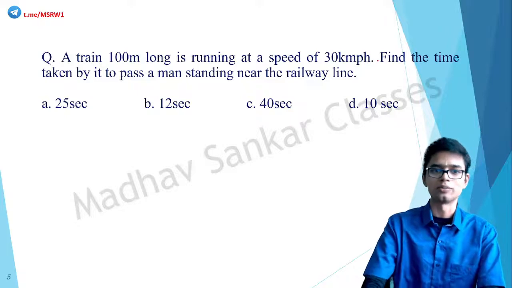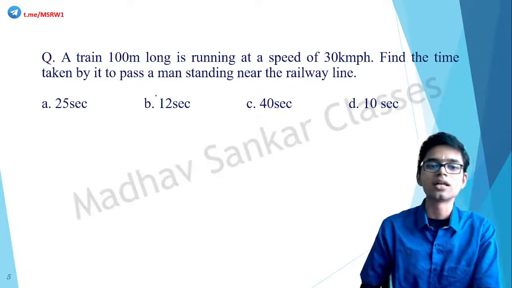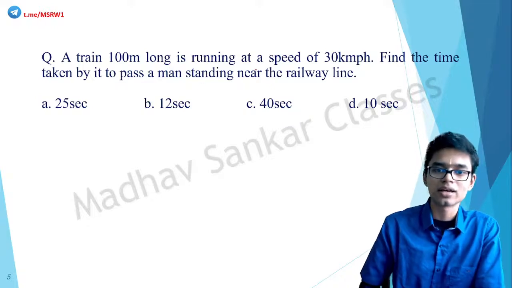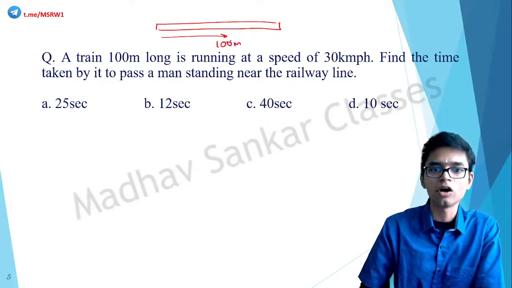First question is on the board. A train 100 meters long is running at a speed of 30 kilometers per hour. Here is a train, this is 100 meters long, and it is running at 30 kilometers per hour.